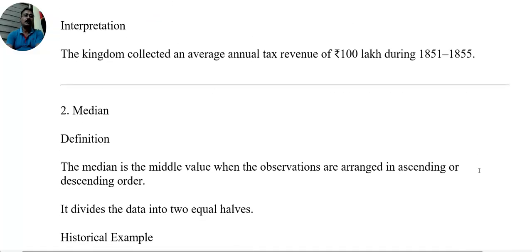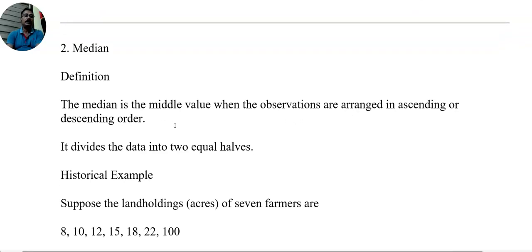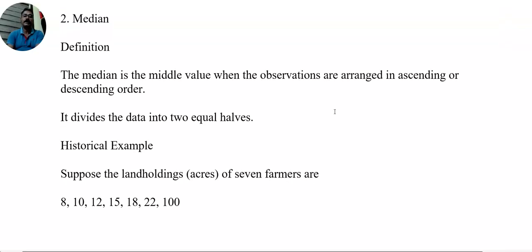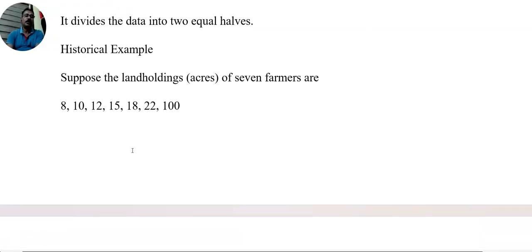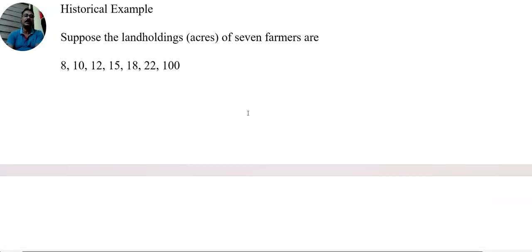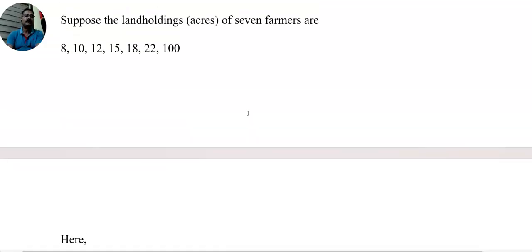Now the median. What is the definition of the median? The median is the middle value when the observations are arranged in ascending or descending order. So it divides the data into two equal halves. For example, suppose the land holdings in acres of 7 farmers are like this. Through your data report, you got this information. The first task is to arrange in order of magnitude. It is already given in order of magnitude, from the smallest to highest, ascending order.